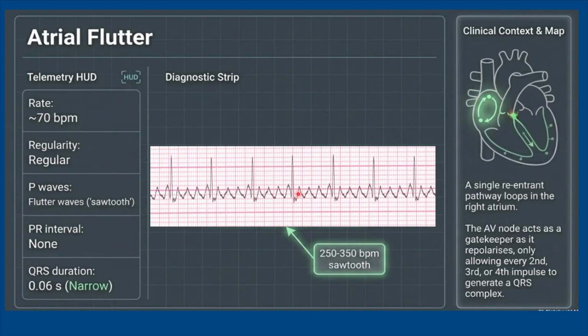So if we look at this ECG, the rate here is about 70. It is completely regular, and this is an important difference between the atrial flutter and atrial fibrillation. And the P wave here takes a fluttering wave shape, which we call sawtooth appearance. And you will find, for example, every 3 P waves and then 1, or every 4 and then 1 QRS complex, which will represent 3 to 1 or 4 to 1. There is no, of course, PR interval, and the QRS complex is normal in duration.